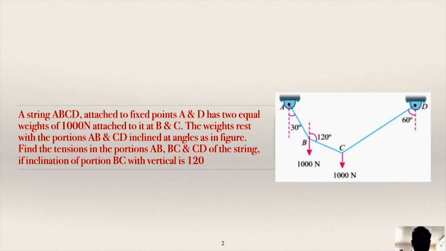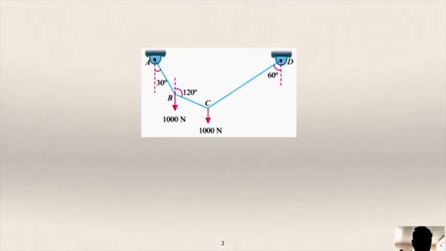The problem goes like this: a string ABCD attached to fixed points A and D has two equal weights attached at B and C. The weights rest with portions AB and CD inclined at angles as in the figure. Find the tension in the portions AB, BC, and CD of the string if the inclination of portion BC with the vertical is 120 degrees. Right? So this is the problem that has been taken up for discussion. So we'll get into the problem directly.